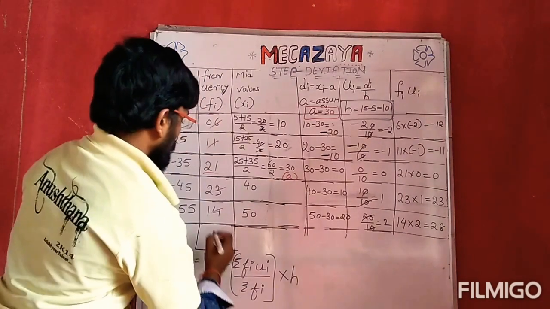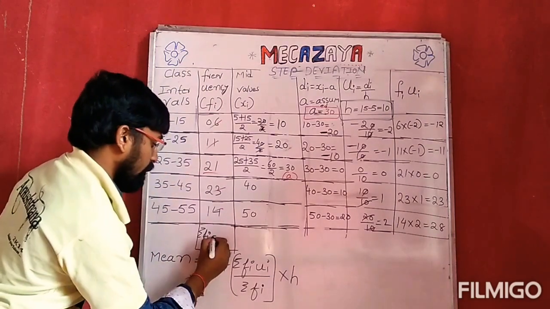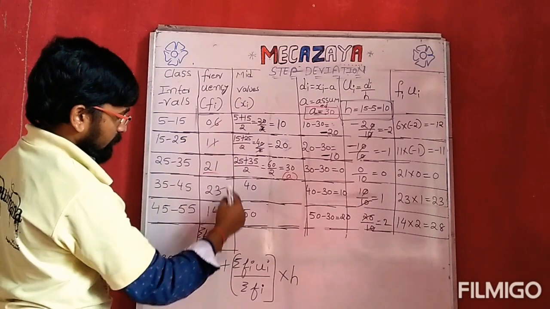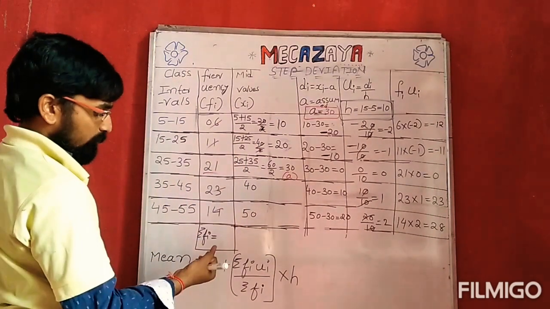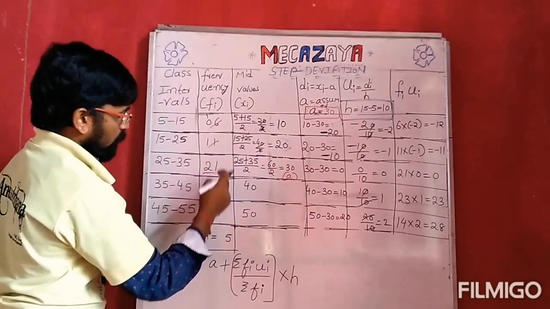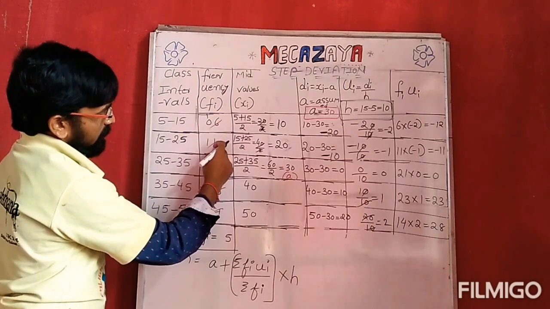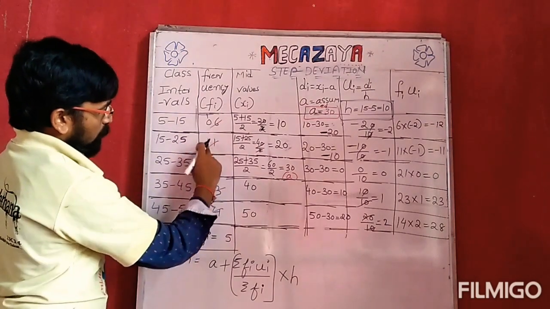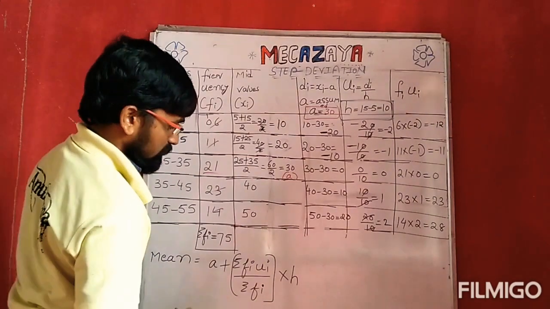So now this is sigma fi. We need to add here sigma fi. How much? 6, 7, 8. 8 plus 4, 12. 13, 14, 15. I'll count again. 6, 7, 10, 15. So sigma fi equals 75.